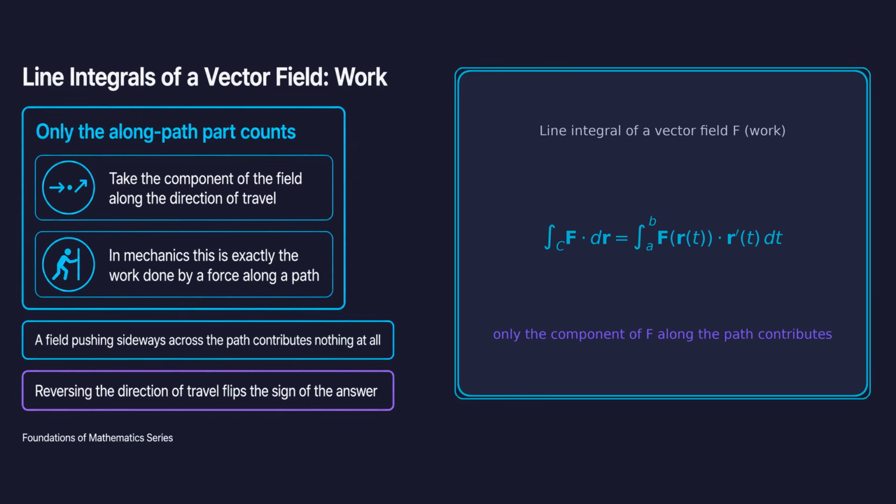In mechanics, this is exactly the work done by a force along a path, which is where the interpretation comes from. And notice one consequence of the dot product. Reversing the direction of travel reverses r prime, which flips the sign of the whole answer.